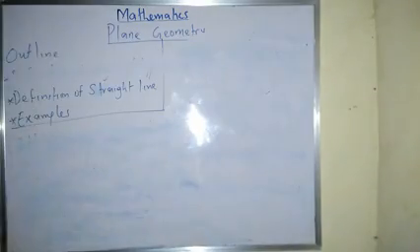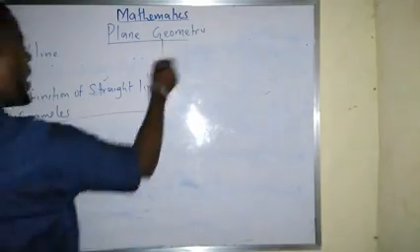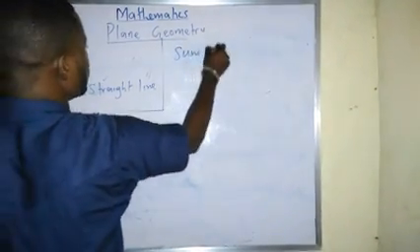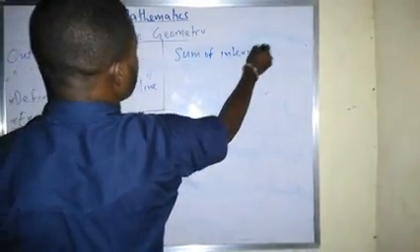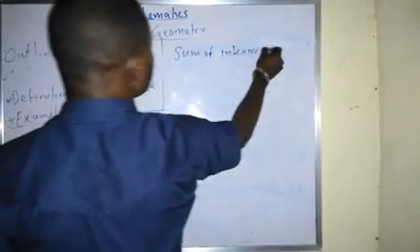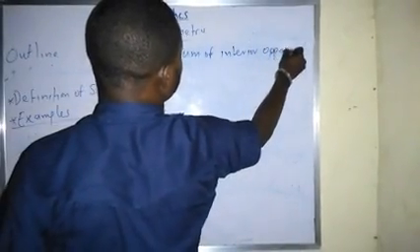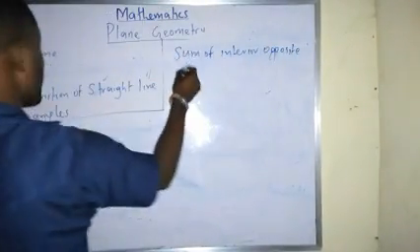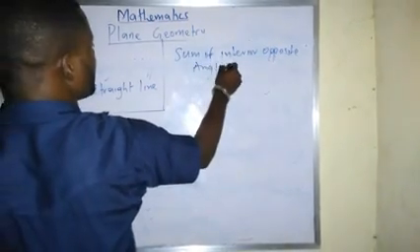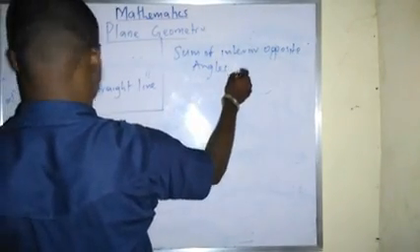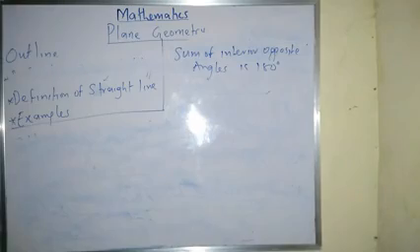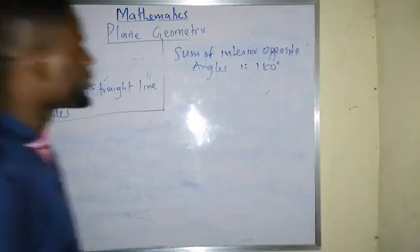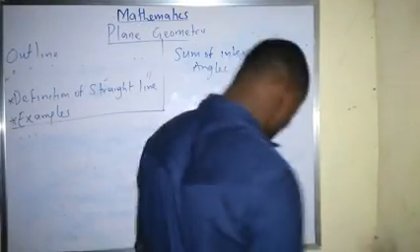Now, another part of it is, I'm calling it the sum of interior opposite angles is 180 degrees. The sum of interior opposite angles is 180.